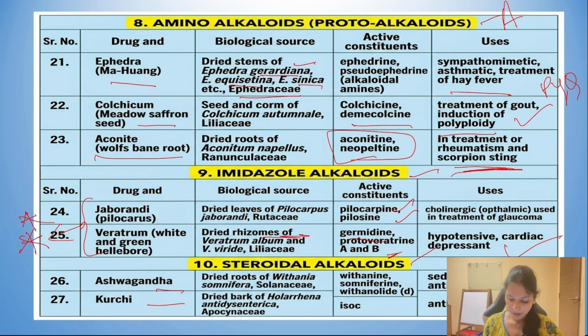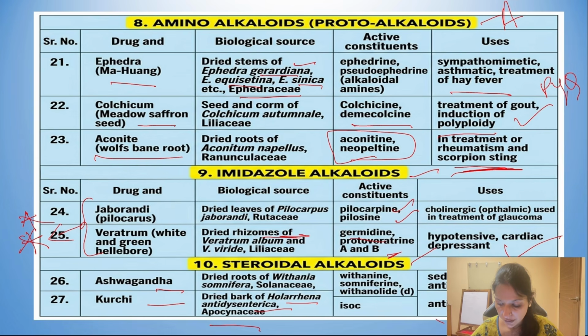And Kuruchi bark, that is the bark of Holarrhena antidysenterica, of the Apocynaceae family. So Kuruchi means Holarrhena antidysenterica, and the main use here is anti-amoebic. Coming to the memory hack here, how to remember amino alkaloids will be across.